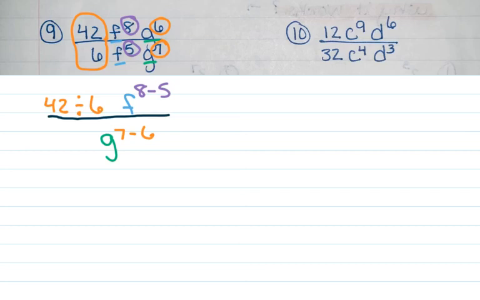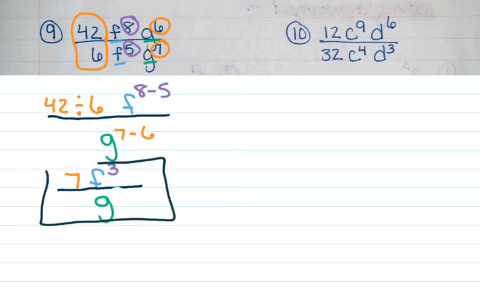So now let's actually simplify this. So 42 divided by 6 is 7. So I have a coefficient of 7. I have f, 8 minus 5 is 3. And then on my denominator still I have g. And then 7 minus 6 is 1. We don't need to write the 1. So it would just be g. So my simplified expression here is 7f to the third over g.